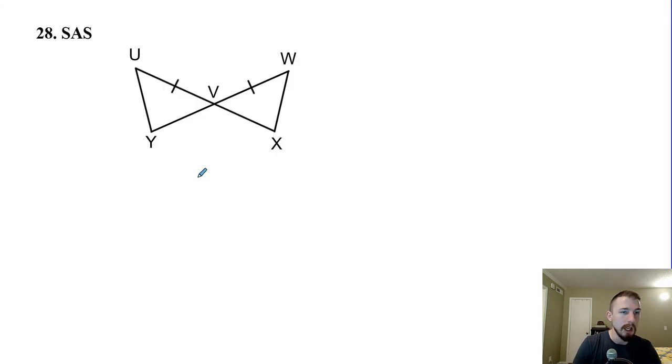All right, 28, we want to use side-angle-side again, right? So the angles that we know are going to be congruent are the vertical angles in the middle. Now that's just given to us. So we have our side and our angle. We need to know the sides that are on the other side of the angle. So that would be YV has to be congruent to VX. Then we can do side, included angle, side, where it's the same sides, the same angle, and the same sides. Okay, so we need to know that YV is congruent to VX. And if we know that, then we're good to go.